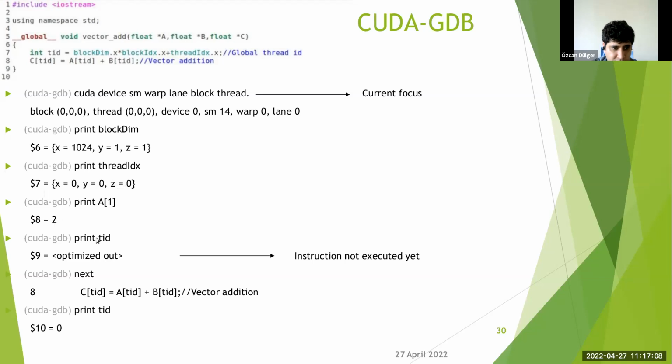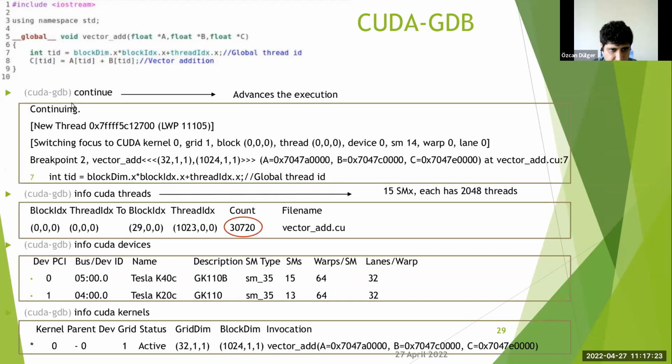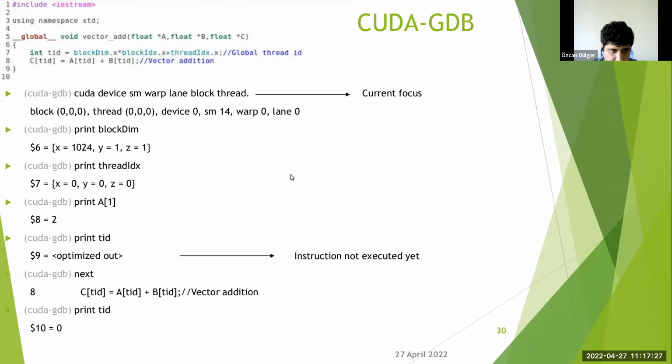When we want to print the value of TID here, we get this output, "optimized out." Why? Because this line 7 has not been executed yet. We are now in line 7. Remember that when we enter continue, we jump to line 7. We are still in line 7 because we do not enter continue again, but it is not executed yet. So we cannot get the output of TID.